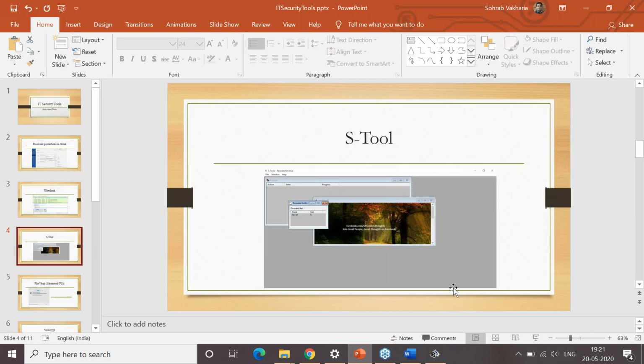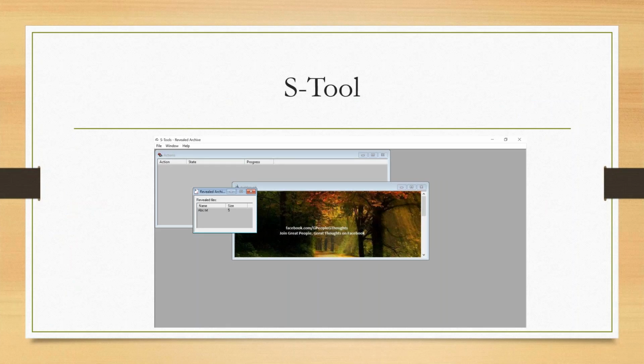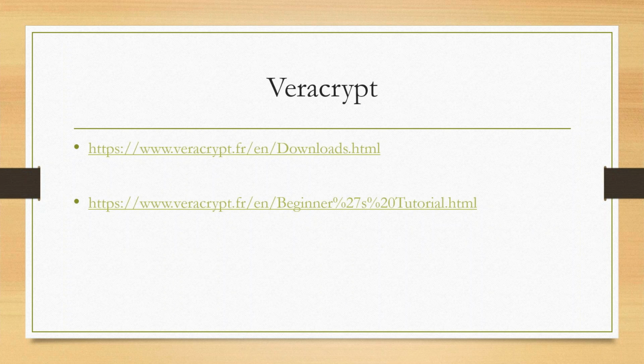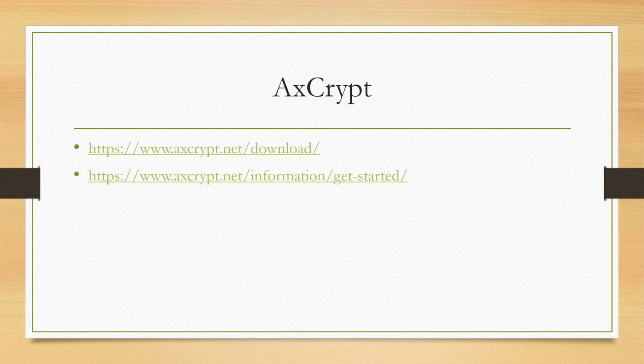So after this, there is something more. After the S tool, for Macintosh users, File Vault is the tool which they can use. Now, since I don't have a Mac here, I can't go further. But there is another tool which is VeraCrypt, and there is BitLocker and AXCrypt.